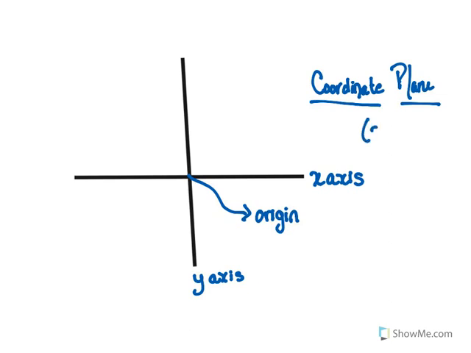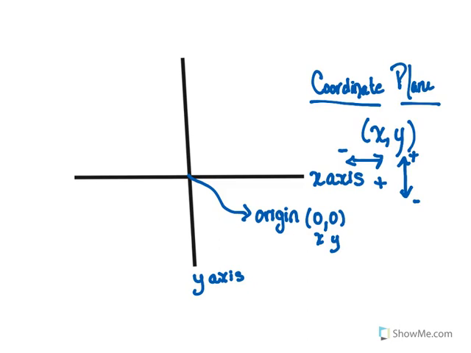We talk about a coordinate point having an x and a y value. The x value always comes first, and that's the horizontal location. If it's positive, we go to the right from the origin, and if it's negative, we go to the left. As far as the y value, if it's positive, we go up, and negative, we go down. So the origin is the point (0, 0), where both x and y are equal to 0.